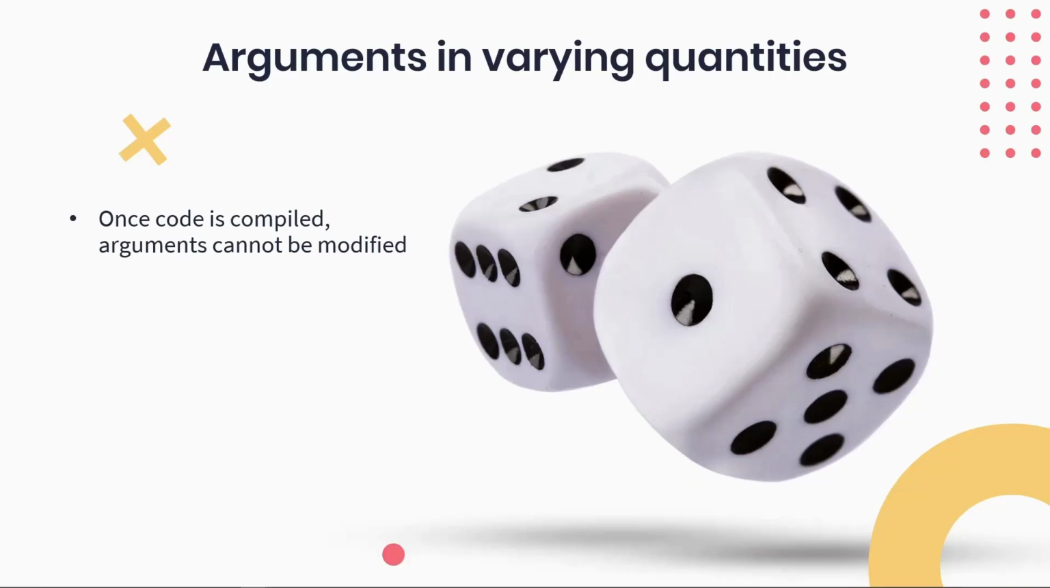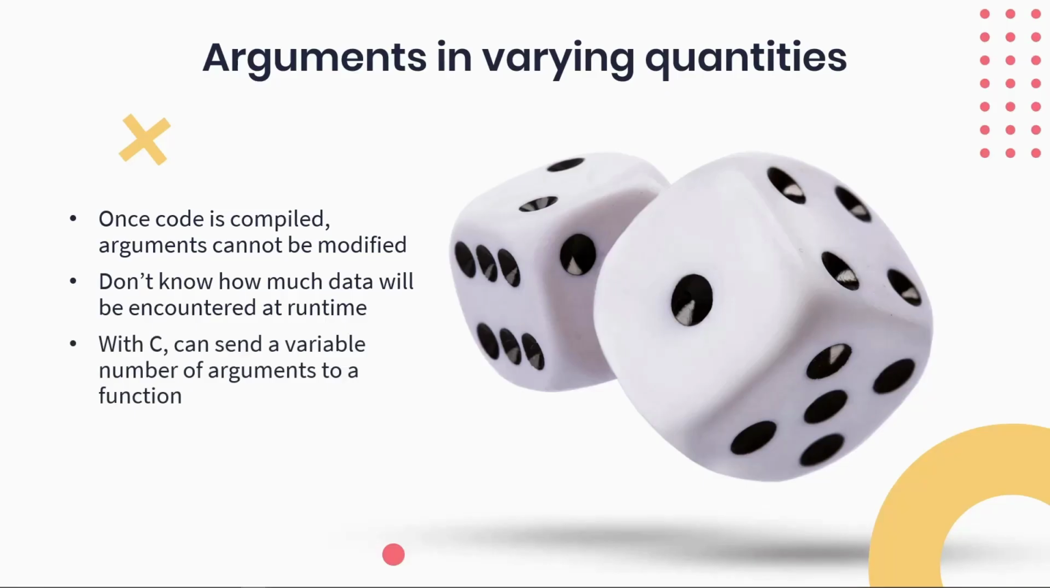Now, this is a problem, mainly because in the real world, we typically don't really know how much data the program will encounter at runtime. Also, you won't always be around to alter the source code when the user wants to use the program. Luckily, C has a built-in mechanism that will allow us to send a variable number of arguments to a function. Let's take a look at this more closely.